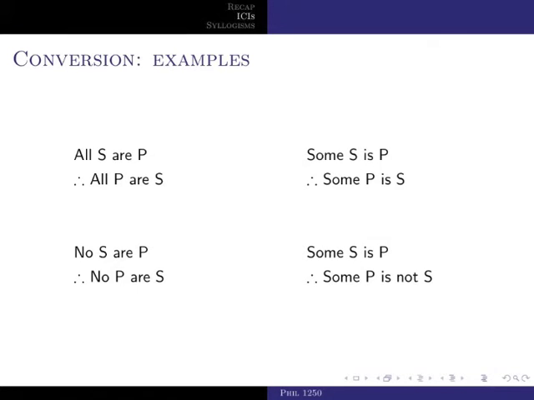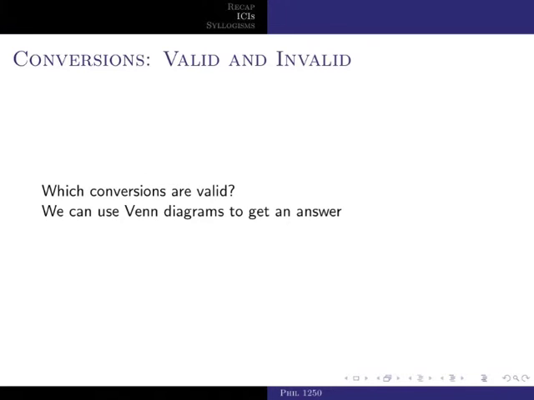Here are the conversion forms for each of the categorical propositions. With A propositions, we have as a premise all S are P, then the conclusion would be all P are S. And if you take form I, you have as the premise some S is P, and the conclusion would be some P is S. Now, you may have noticed that some of these forms are valid, but not all of them are. We can use Venn diagrams to determine which of these forms are valid.